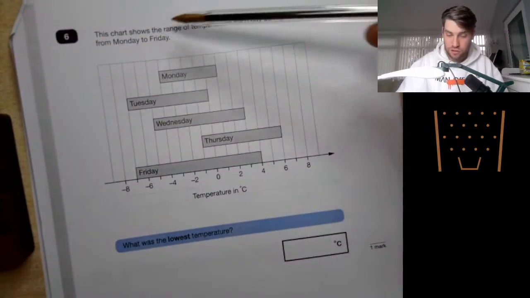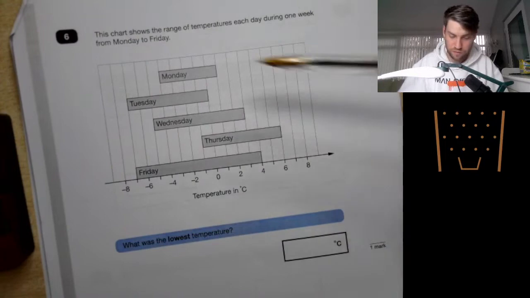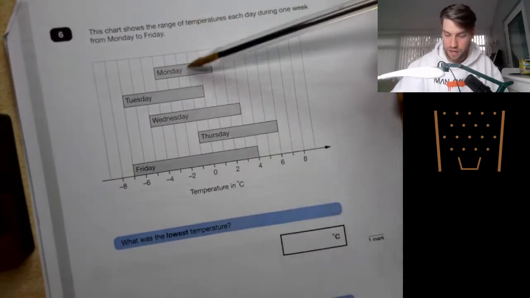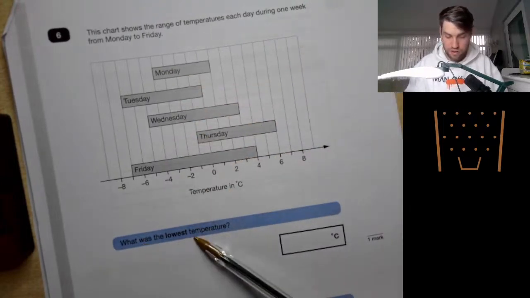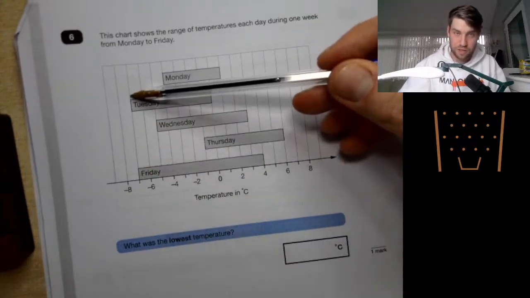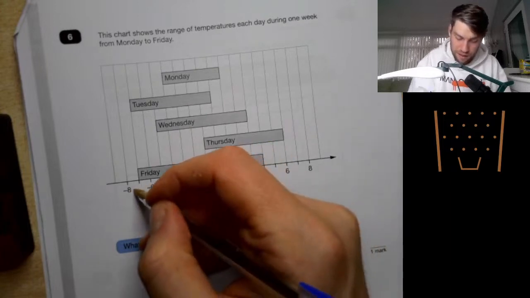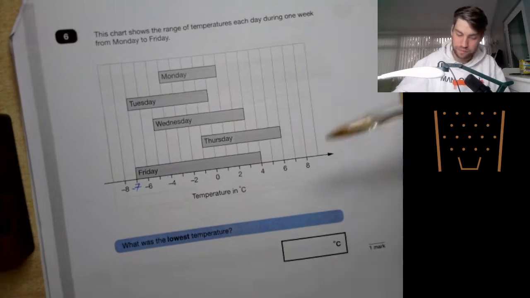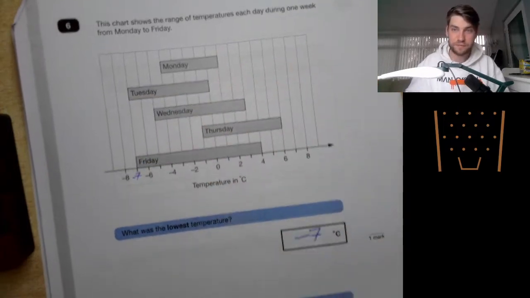So this chart shows the range of temperatures each day during 1 week from Monday to Friday. Yeah, definitely it's based on the UK, this, isn't it? Look how cold these temperatures are. Right, Monday, Tuesday, Wednesday, Thursday, Friday. It's a weird graph. So what was the lowest temperature? Well, we're going to look at down this end, aren't we? So we're looking at these two here, which are the same. And we can see it's going up in 1s, so that'll be minus 8, that'll be minus 7, minus 6, minus 5, minus 4, and so on. So we know they're the same, so it's minus 7.